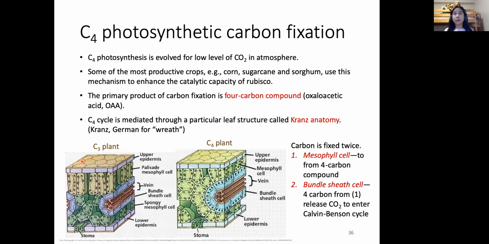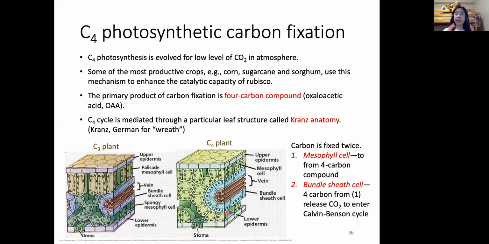So let's take a look at the C4 plants. Here you have the epidermis, and you have stomata. Instead of having palisade mesophyll and spongy mesophyll, you have mesophyll that wraps around the bundle sheath cells. And this structure we call Kranz anatomy. Kranz in German just means wreath, or a ring around the bundle sheath cells.